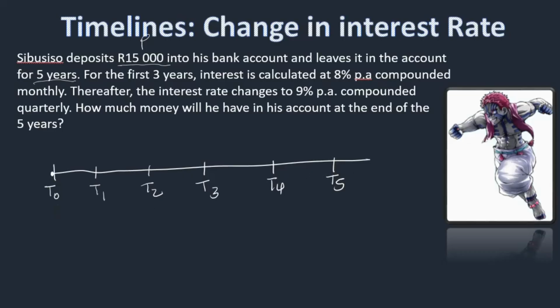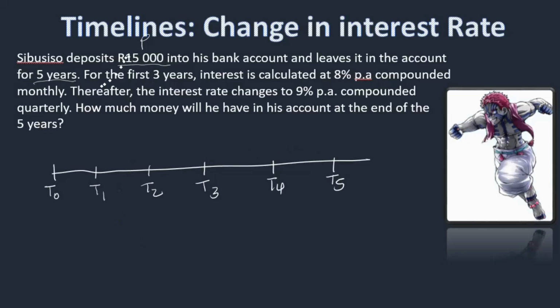So when you count like this, that's year 1. You count like this, that's year 2. You count like this, that's year 3. Count like this, year 4, and then year 5. See that? So now, here's what we have.